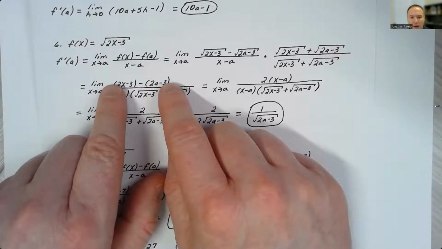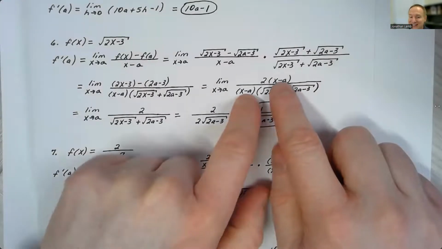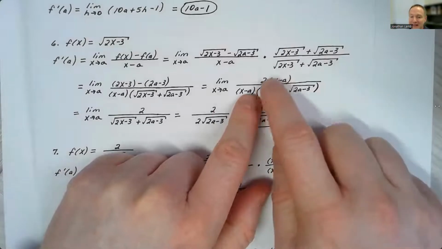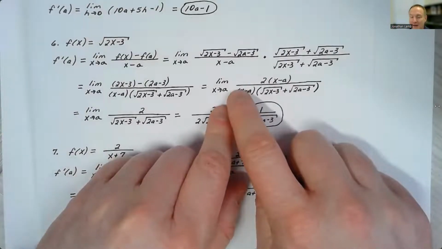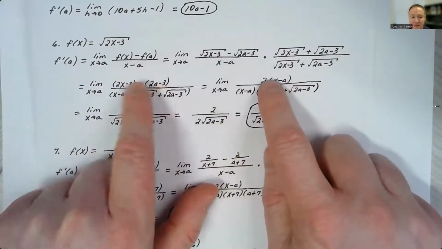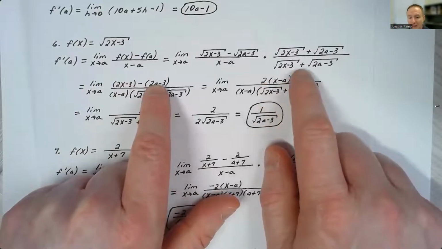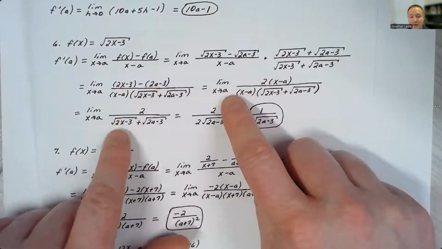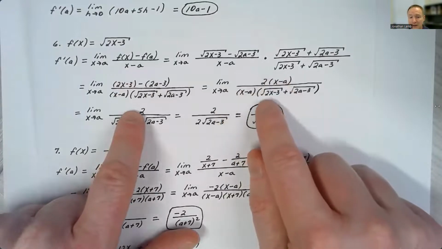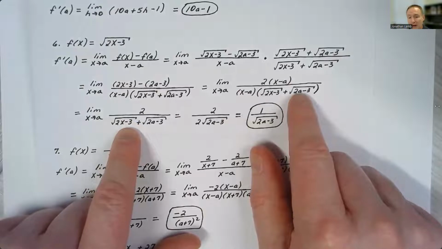Well, I can say 2x minus 2a, I can factor a 2 out of that, and I'll have my x minus a, which is precisely what I wanted because I needed to cancel out that factor of x minus a in the denominator. So from this step to this step, all I did is I factored a 2 out of the only 2 remaining terms in the numerator. X minus a can now cancel with the denominator, and I'll get 2 divided by the sum of these 2 square roots, the root of 2x minus 3 plus the root of 2a minus 3.